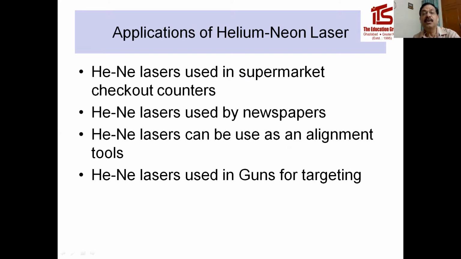Helium neon laser is used in supermarket checkout counters to read barcodes and QR codes. Helium neon lasers are used by newspapers for reproducing transmitted photographs. Helium neon lasers can be used as an alignment tool. Helium neon lasers are used in guns for targeting. These are the main applications of helium neon laser.